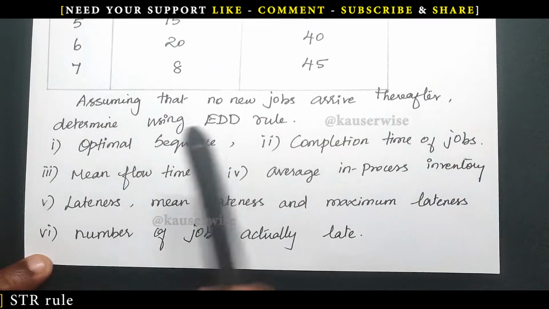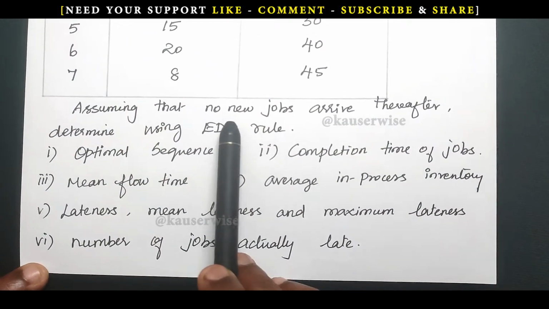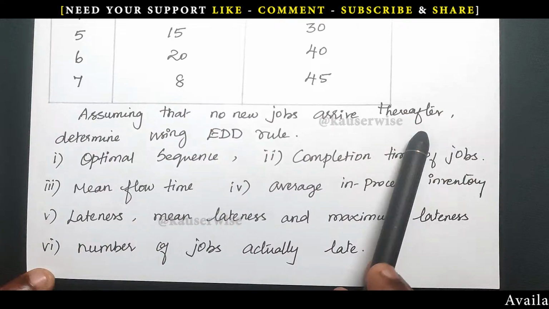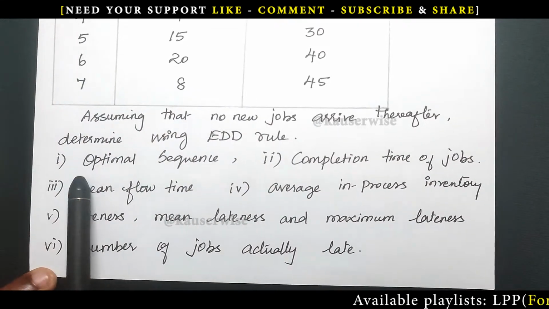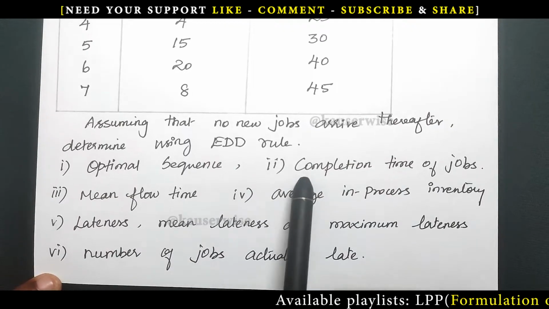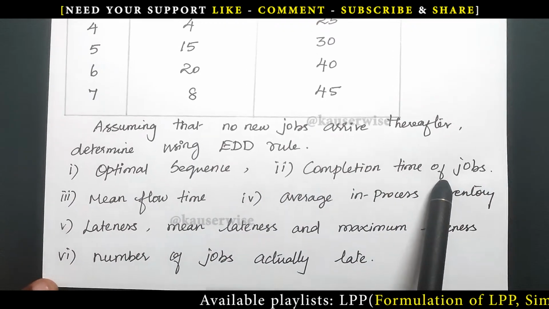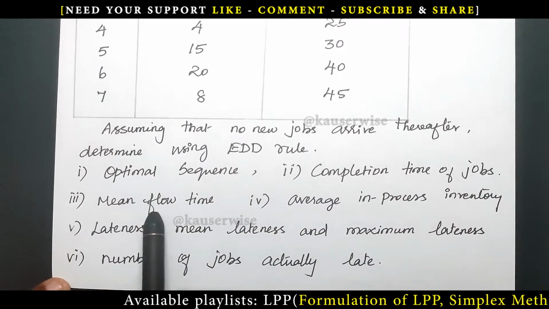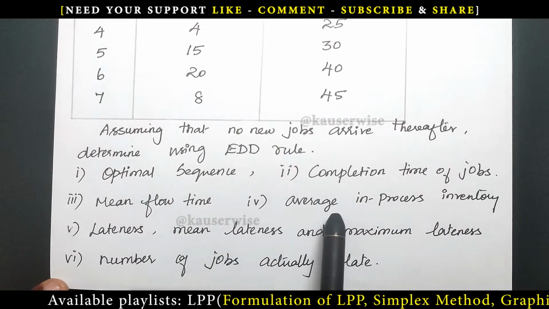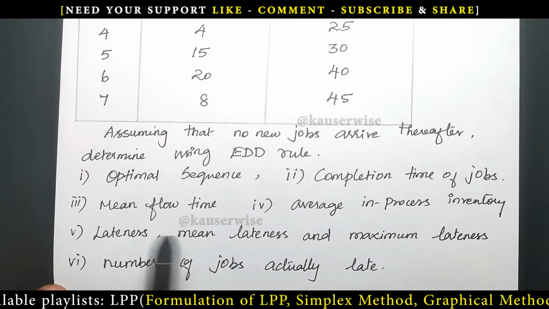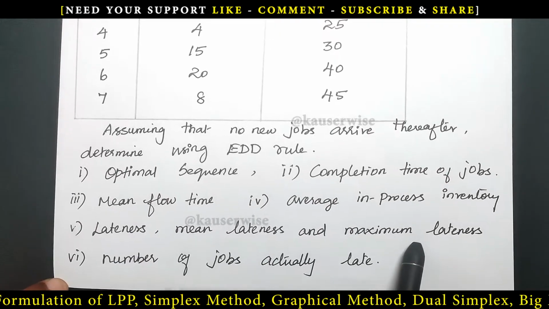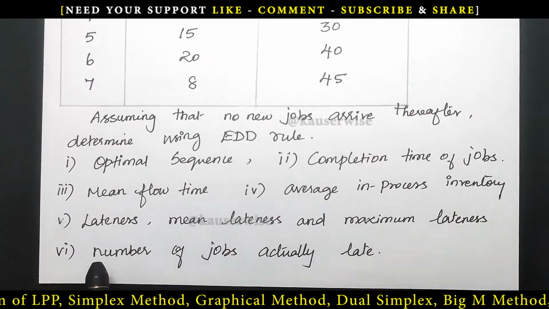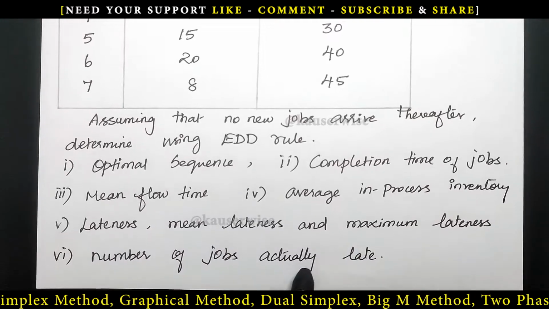With this, assuming that no new jobs arrive thereafter, determine using EDD rule: Number 1, optimal sequence. Number 2, completion time of the jobs. Number 3, mean flow time. Number 4, average in-process inventory. Number 5, lateness, mean lateness and maximum lateness. The last one, number of jobs actually late.